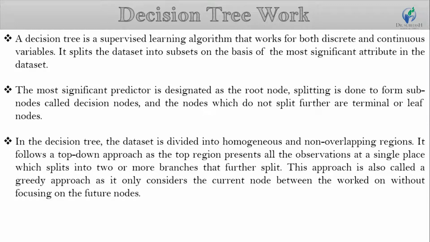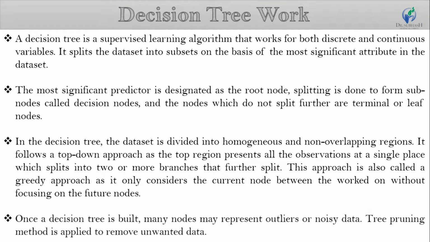This approach is also called a greedy approach as it only considers the current node it is working on without focusing on the further nodes. The decision tree algorithm will continue running until a stop criteria is met, such as the minimum number of observations.